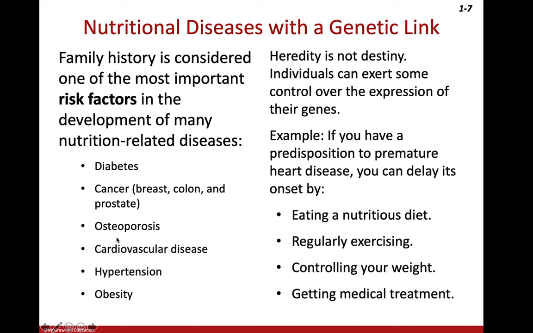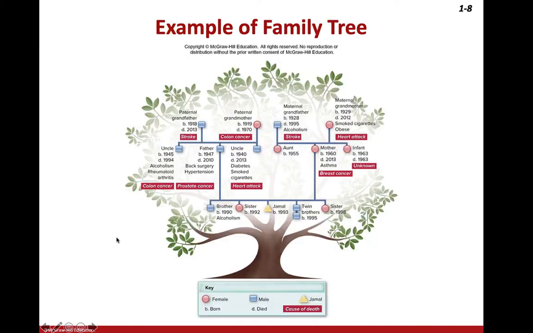So, for example, if you know that you have a predisposition to heart disease, you can delay its onset by eating a nutritious diet, controlling your weight, exercising regularly, not smoking, and getting the appropriate medical treatment. You are not doomed by heredity. That's a really important thing to keep in mind here. Now here is an example of a family tree, and really what they're looking at is the overall family history of various diseases and the impact it has on longevity in this particular family.